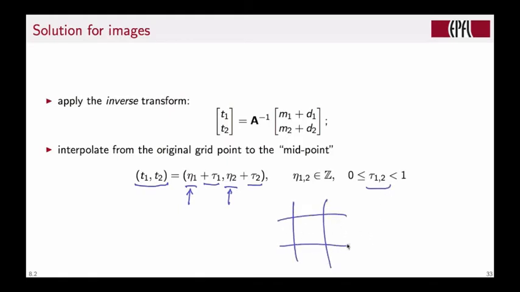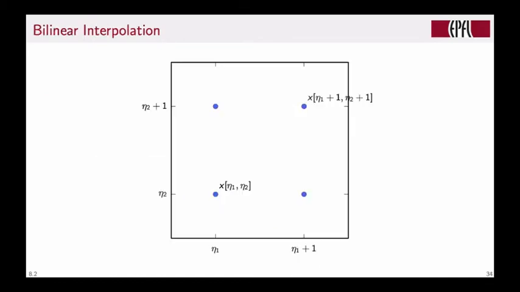So again, if this is a magnifying view of the original grid, our transform gives us a point here. We will find that this point T1, T2 is equal to a point on the grid, eta 1, eta 2, plus a correction factor tau 1 here, and a correction factor tau 2. So the question now is how to find the subpixel value here in the middle of the grid. And the idea is to interpolate from the 4 neighboring pixels. When the interpolation scheme between neighboring pixels is the linear interpolator, this strategy goes under the name of bilinear interpolation. So let's see how this works.